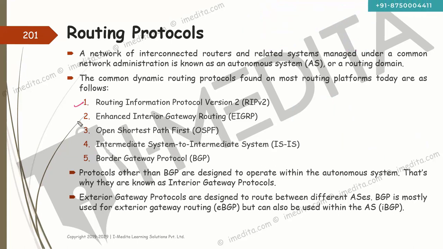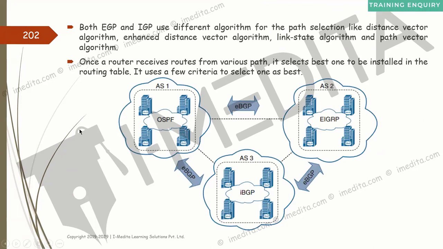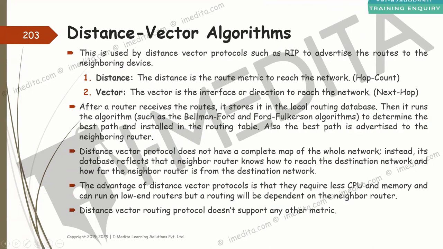Now, all these protocols that we have run on different algorithms. One algorithm on which these protocols run is called the distance vector algorithm. The distance vector algorithm is basically used by the distance vector routing protocols, such as RIP and IGRP. So RIP version 1 and RIP version 2.